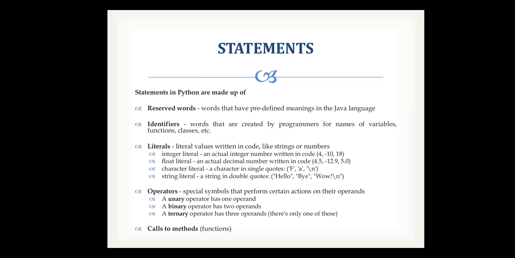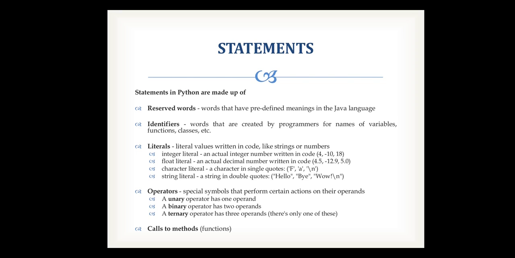Next, statements. There are various statements in Python. Python statements are made up of, first, reserved words. What do you mean by reserved words? Words that have predefined meaning in the language. You have already studied the Java language, where there are already reserved words. So in Python also there are reserved words, and we are going to study those reserved words also.